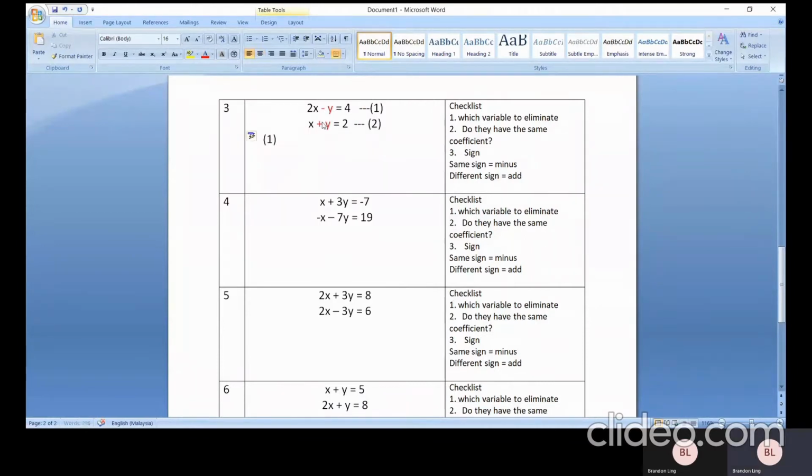So equation 1, you need to add equation 2. Okay, so this is because both of them have different signs. So when they have different signs, you add them together. Next, we have 2x plus x, you get 3x, is equivalent to 4 plus 2. 4 plus 2, you get a 6.